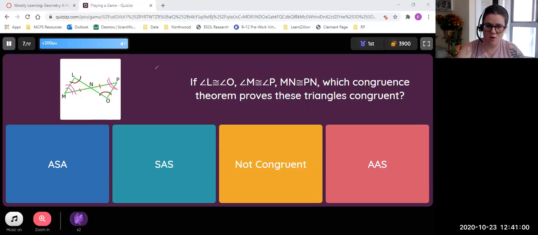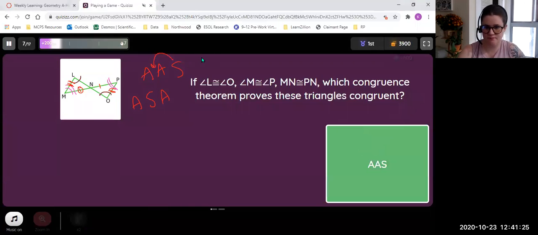All right, so I have two angles and a side. What is the order? Well, this one is not in between my angles, right? In order for it to be angle side angle, I would need to know that this and this are the same. But I don't know that. So it has to be angle, angle, side.